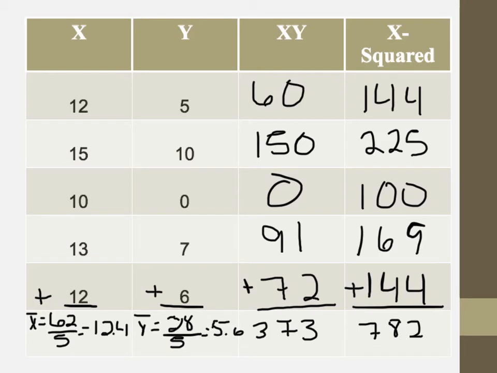Then in that equation, I also need the mean of x and the mean of y. So I'm going to add up my x's and divide by n to get the mean. So 62 divided by 5 is 12.4. Then I need the mean of y. So again, I add up everything that's in the y column, which is 28, divide by 5, and that equals 5.6. Then on the bottom of my equation, I have the sum of x squared minus n times the mean of x squared. So I have the sum of the x squareds, which is 782, and then I already have my mean, and so I'll be able to plug that into the equation.